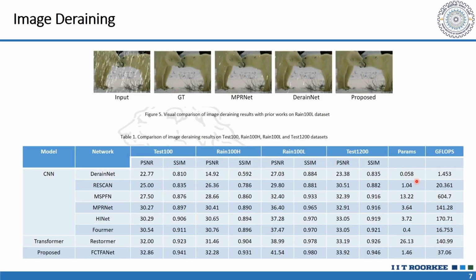For the results, we used different image restoration tasks: image deraining, dehazing, denoising, and low light enhancement. For image deraining, the qualitative and quantitative analysis is shown. We tested with respect to the PSNR and SSIM metrics. The different test datasets used are Test100, Rain100H, Rain100L, Test1200, and we are getting superior performance with respect to the previous CNN and transformer state-of-the-art architectures.